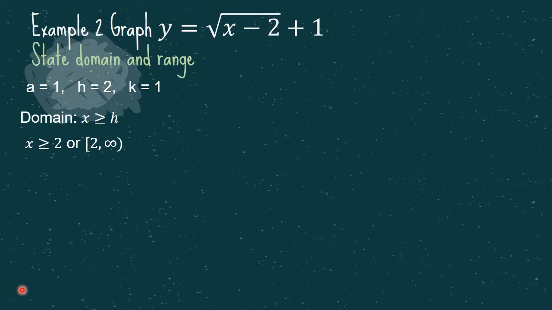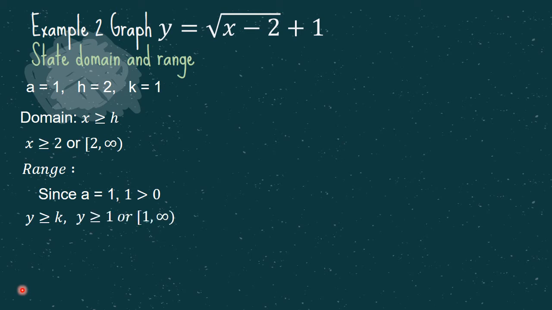Now, what would be the range? Since a is equal to 1 and 1 is greater than 0, the range is going to be the set given by y greater than or equal to k. So in this case, y is greater than or equal to the k value, which is 1, or in interval notation from 1 to positive infinity. And the first point in the graph is going to be the point (h, k), which is (2, 1).